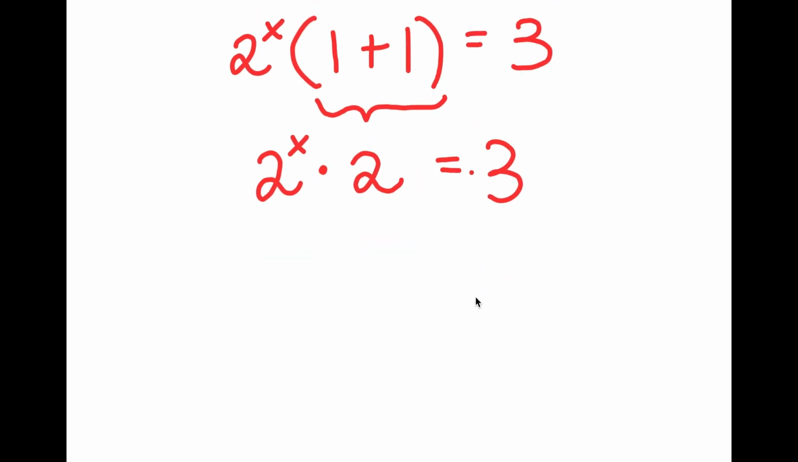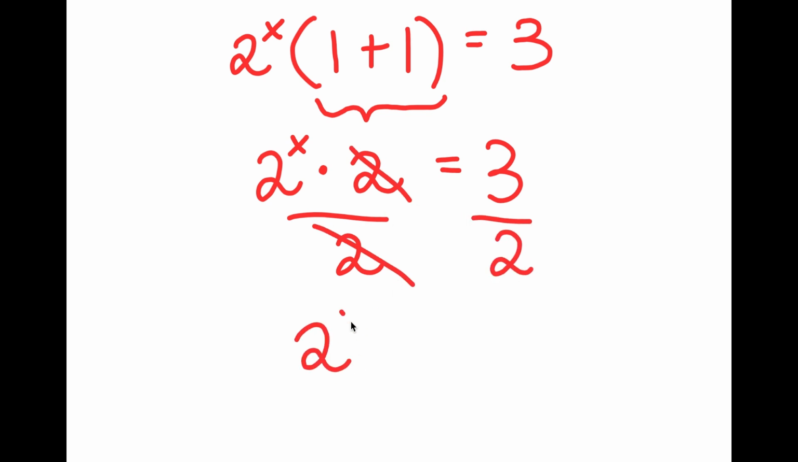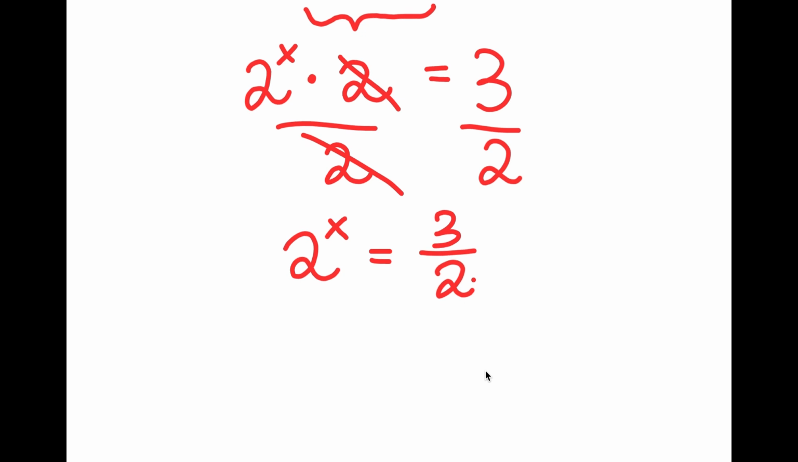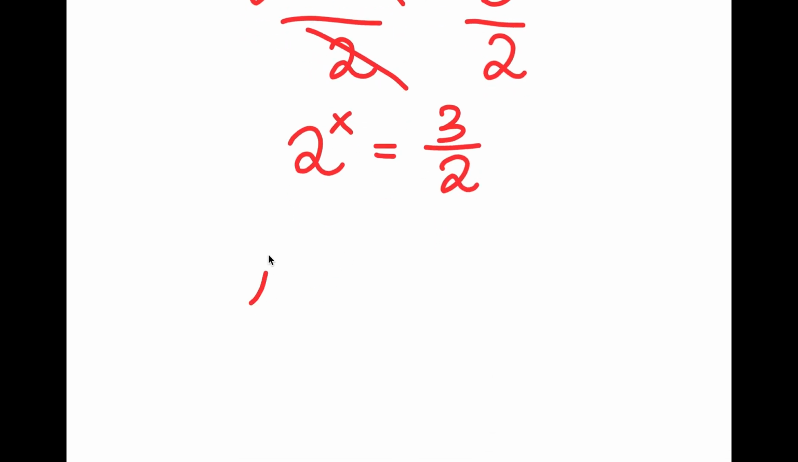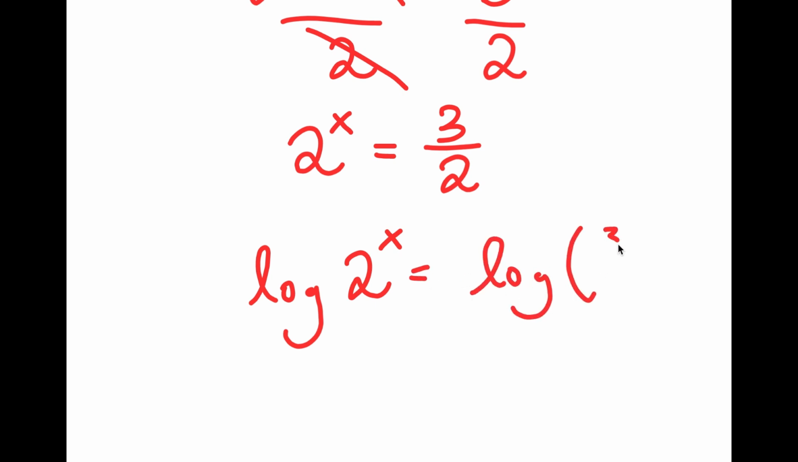Now, if I divide both sides by 2, these two cancel out, and I get 2 to the power of x is equal to 3 over 2. And now I can take the log on both sides, so I get log 2 to the power of x is equal to log 3 over 2.